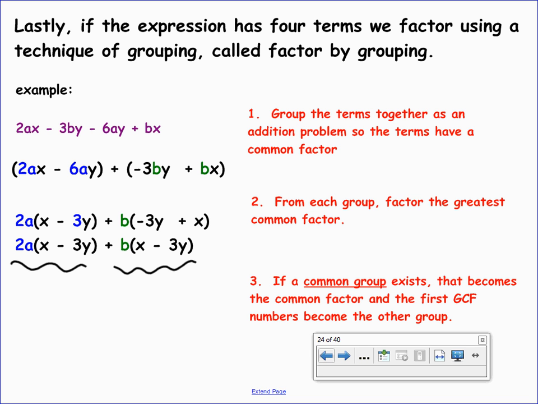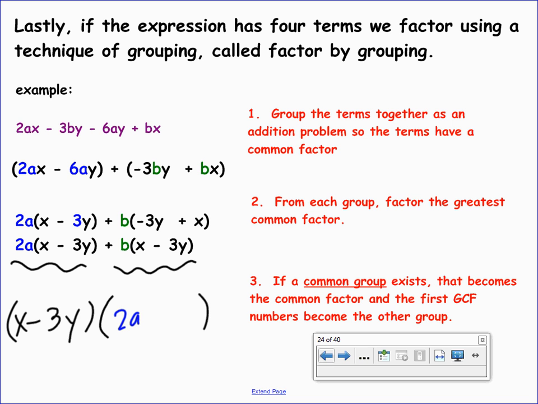So I'm going to factor that out just like we took out a 2a, or just like we took out a b. I'm going to take out an x minus 3y. I'm going to factor that out of that first term. And when I do, what's left? 2a in blue is the only thing that's left in that first term if I factored out an x minus 3y in parentheses.